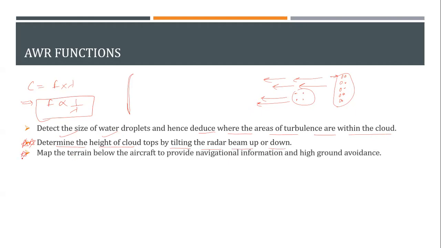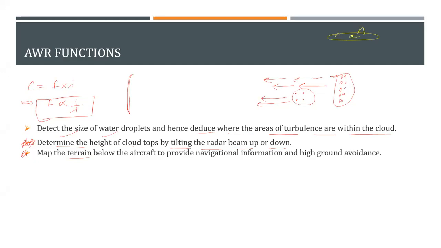We can also map the terrain. Now what is terrain? If the aircraft is flying, the terrain would be the ground. So it can map the ground as well. If I have an aircraft, this is my airborne weather radar. I can ask it to pitch down, so I can map the ground ahead or the mountains which are coming ahead. So it can be used to map the terrain also.